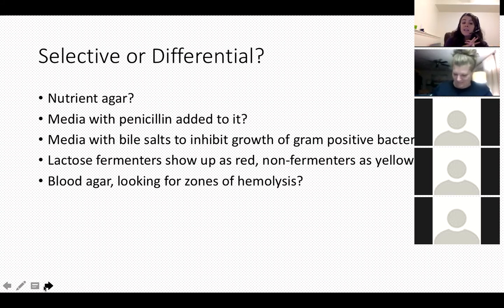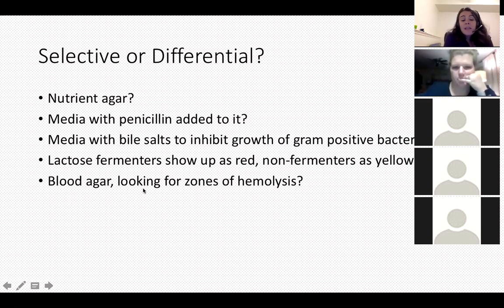Okay, so this next scenario, media with penicillin added to it. Penicillin is an antibiotic. So selective, differential, neither, both? This one would be selective because we are selecting for microbes that are penicillin resistant and against microbes that are susceptible to penicillin. So anything that is susceptible to penicillin will not be able to grow on this media. It will die. But things that are penicillin resistant, you'll see that growth.